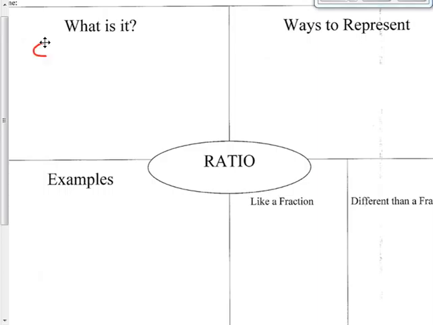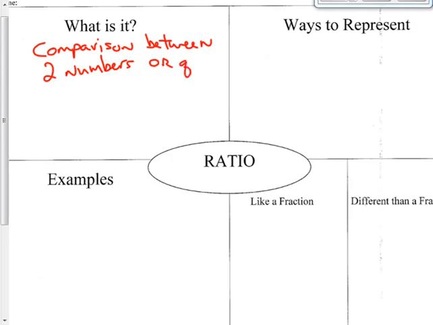A ratio is just a comparison between two numbers. Those numbers usually stand for things in the real world, like a ratio of the score of a game. That would be a ratio. Number of students to teachers, that would be a ratio, and those types of things. So, a comparison between two numbers or quantities.